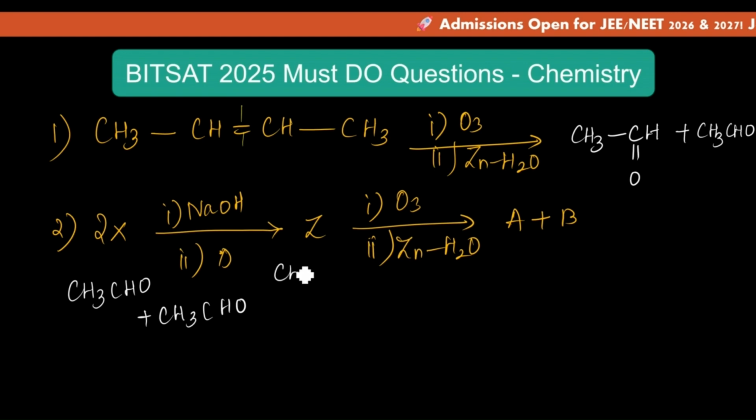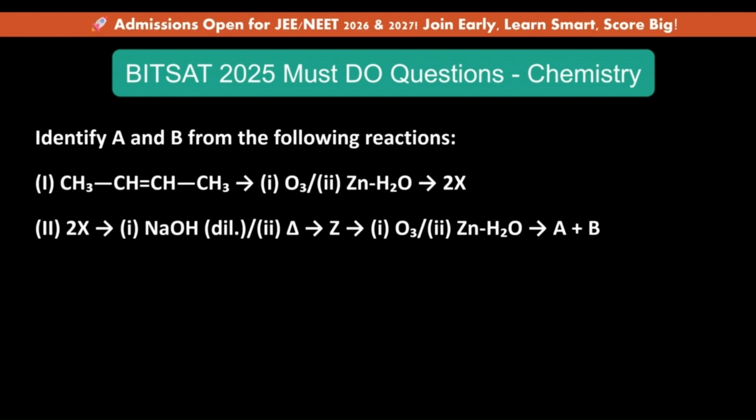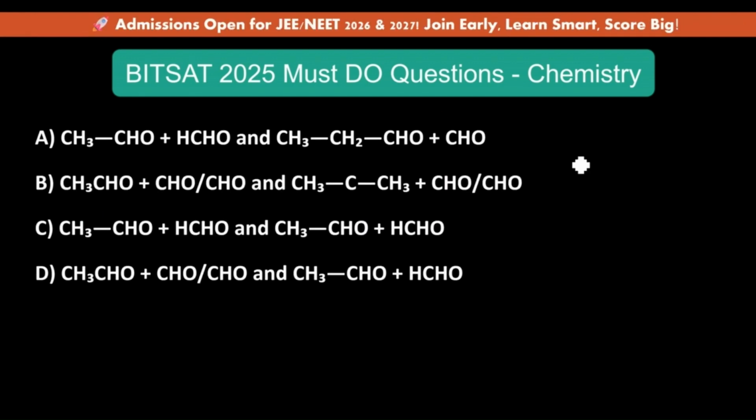So Z will be CH3-CH=CH-CHO, the condensed product that will be formed. Upon ozonolysis, it forms A and B. Here I have the double bond, so break the double bond and put double bond O. So CH3CHO plus OHC-CHO. What is this? Glyoxal, right? So this is our product, acetaldehyde and glyoxal. We have the option: acetaldehyde and glyoxal.